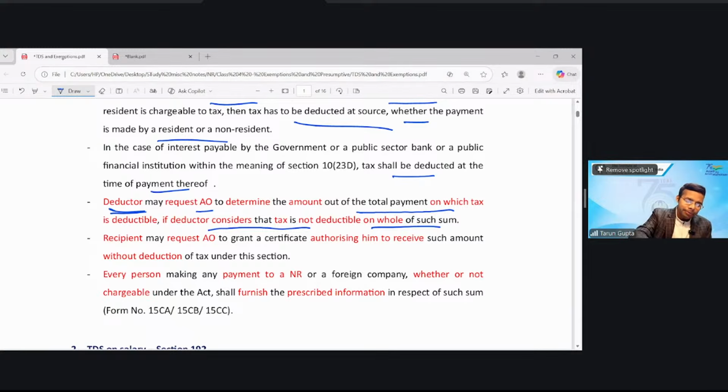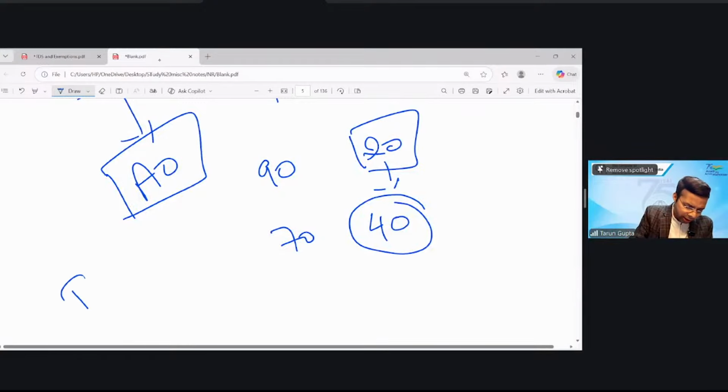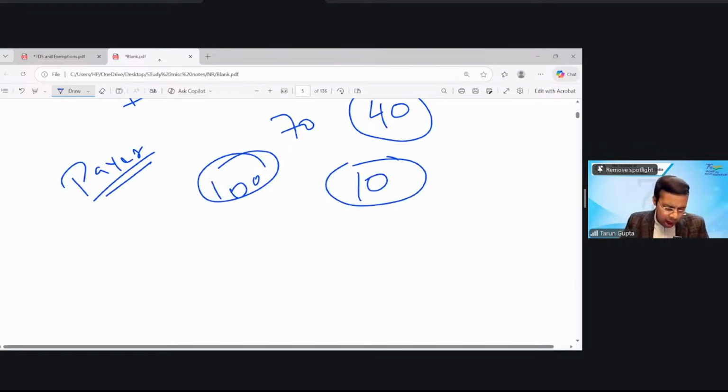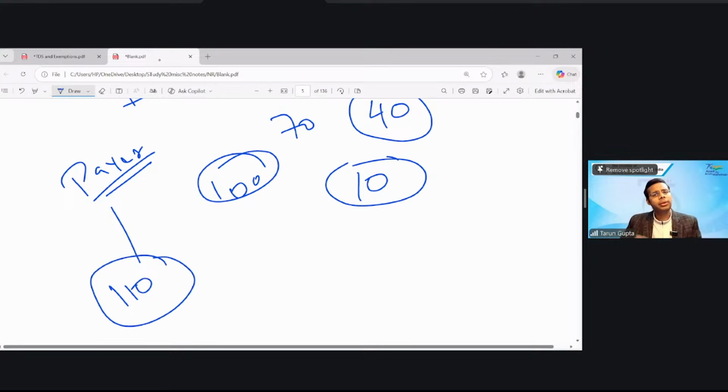But at the same time, it may happen that the payer may say, I am not concerned whether this 100 rupees is for purchase of goods and 10 rupees is for installation. See, I don't understand all this. I will deduct TDS on whatever amount I pay to you, rupees 110. I don't want litigation in future. I don't want to take any risk. I deduct TDS on rupees 110. That's a problem for the non-resident.